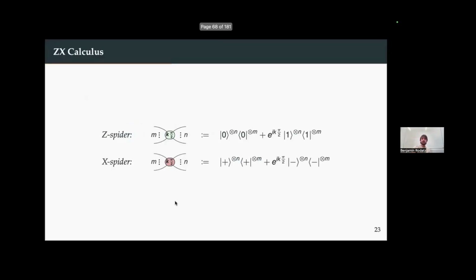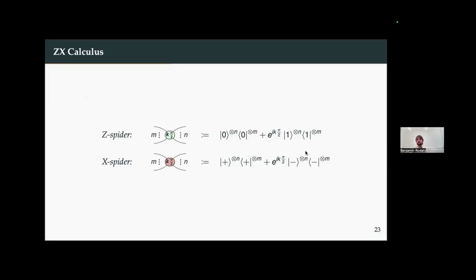So I'll give a very quick introduction to the ZX calculus in case there are some people here that are more on the QEC side and have not been exposed to the ZX calculus quite as much. The ZX calculus is a graphical language to reason about quantum circuits. It consists of these two generators, the green Z spider and the red X spider, which we can compose sequentially and in parallel. And it turns out that just by composing these two spiders in that manner, we can actually represent any linear map from n qubits to m qubits.